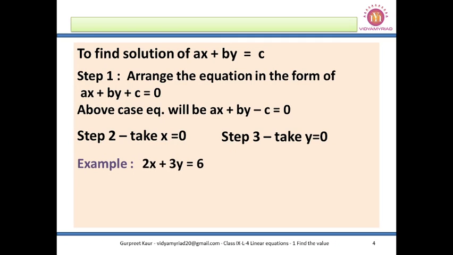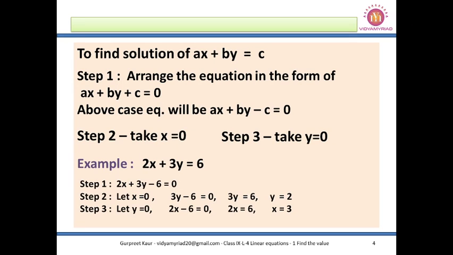I have a question for you as 2x plus 3y is equal to 6. Now first I will rewrite it into the equation format, that is 2x plus 3y minus 6 is equal to 0. First I have assumed x as 0. In that case it will be 2 multiplied by 0 plus 3y minus 6 is equal to 0. So I can write it as only 3y minus 6 is equal to 0, which gives y as 2.